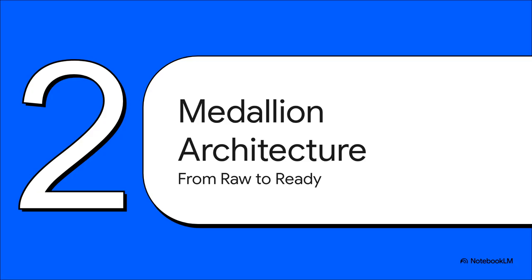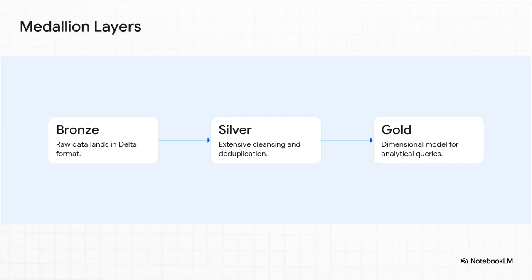Section 2. The medallion architecture, from raw to ready. So how do we structure all this chaotic data once we get it into Microsoft Fabric? We use the gold standard, the medallion architecture. It essentially relies on the rule of 3, bronze, silver, and gold. First up, data lands in the bronze layer in its rawest, most unfiltered form. Next, it gets pushed to the silver layer for some heavy-duty cleansing. And finally, it arrives in the gold layer as a beautifully refined dimensional model that's entirely ready for reporting.